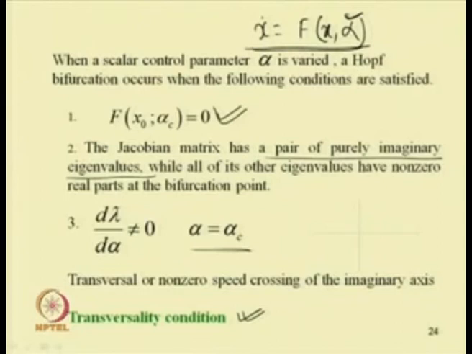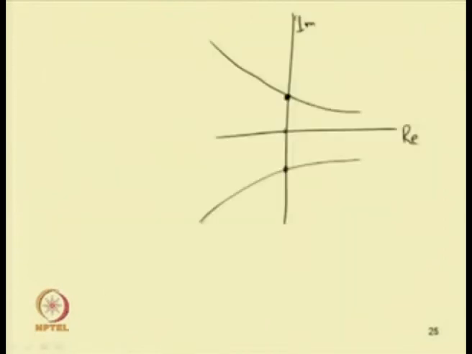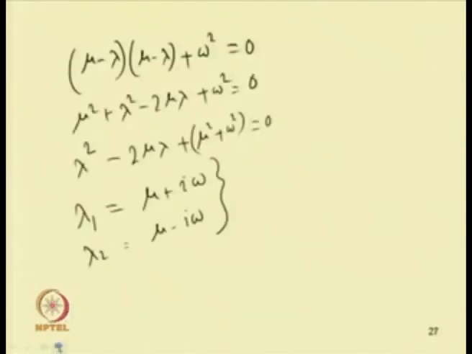That means there is a transversal or non-zero speed crossing of the imaginary axis, that curve we have seen. So, it crosses the imaginary axis at a non-zero speed. In case of the Hopf bifurcation, as from the fixed point response we are getting a periodic response, that is why this is known as dynamic bifurcation. So, let us take some other examples.